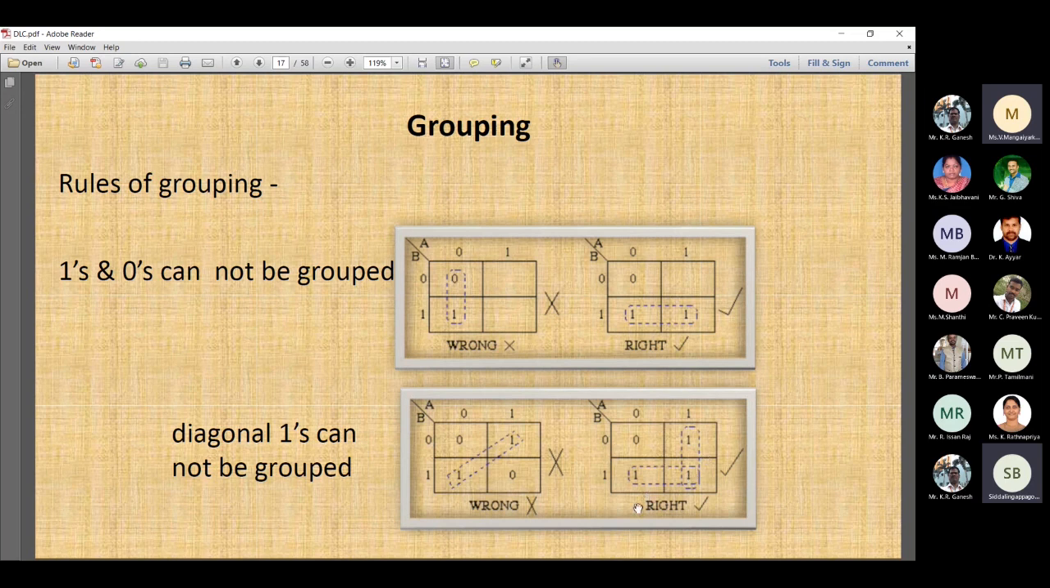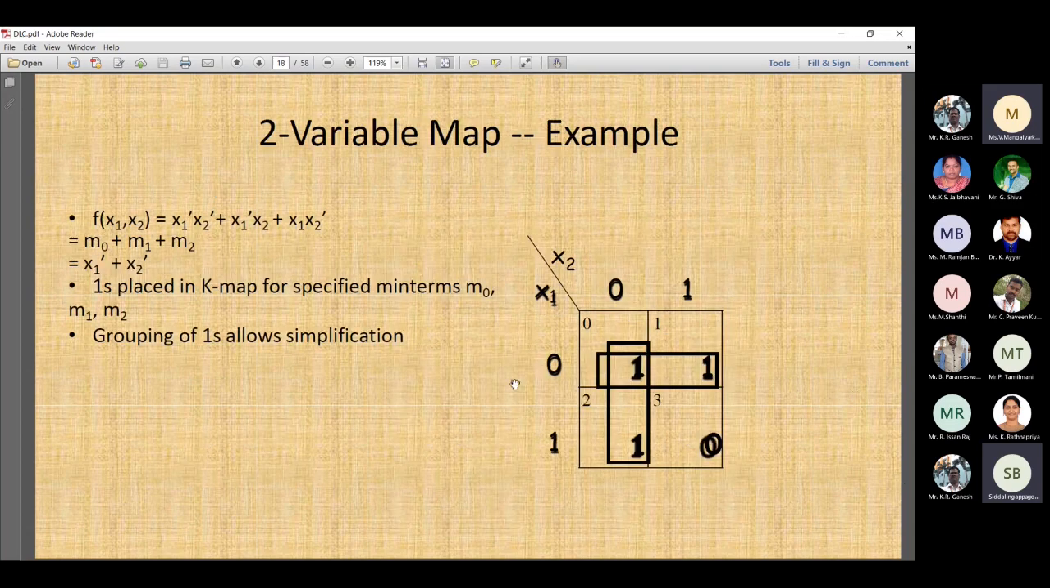And whenever you are grouping, you should not leave any one, right? It's not like you have grouped this one and this one has no possibility. It's not like that. You should group all the ones which are there, right? Chances are that there may be overlapping. Here you can see that one is overlapped with this group as well as this group. So this is possible in a K-map, right? And here you can see this is a grouping.